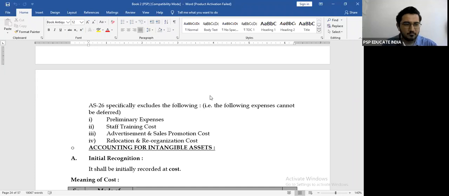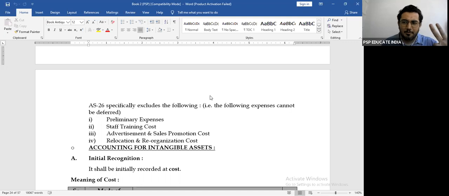reorganization cost. So for expenses like staff training, you gave training to the staff today, and after being trained they will work well for you in the coming years. Again, you cannot record it as deferred revenue expenditure. Advertisement and sales promotion, we discussed that earlier. Relocation and reorganization cost, all these can never be deferred by any other accounting standard also. Right, so your 4 expenses that are specifically excluded from AS-26 are preliminary expenses, staff training cost, advertisement and sales promotion, and relocation and reorganization cost.